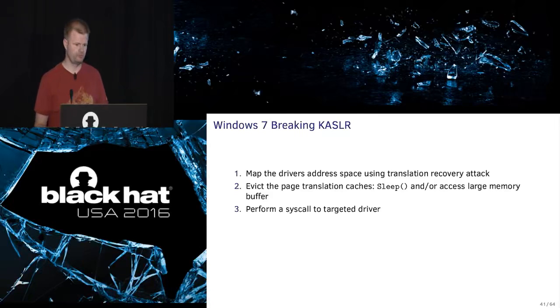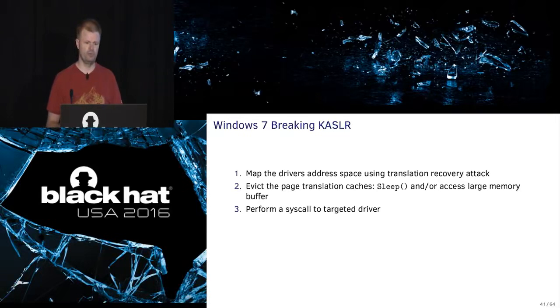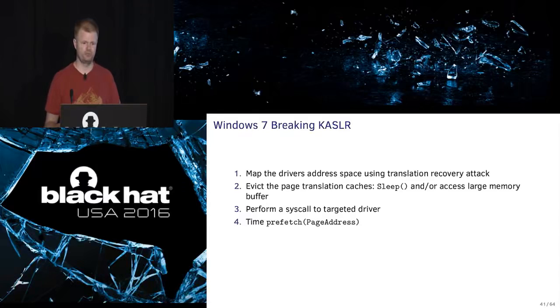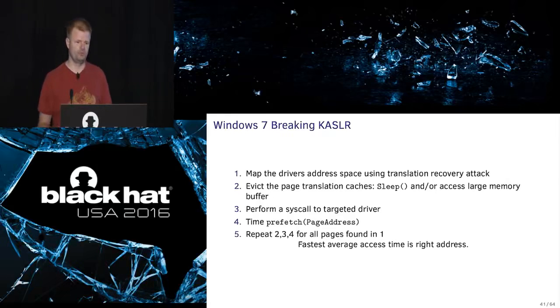The third step, we perform a syscall to the targeted driver. What we're hoping to accomplish with that is that the addresses used by this targeted driver will be placed in the page translation caches, and that we can measure it afterwards, and that is, in fact, step 4. In step 4, we take an address from the list we found in the first step, from the page translation, that is where memory is actually mapped, and we time the prefetch for that. We do that for all pages that we found in the first step, and the fastest average access time is then the right address.